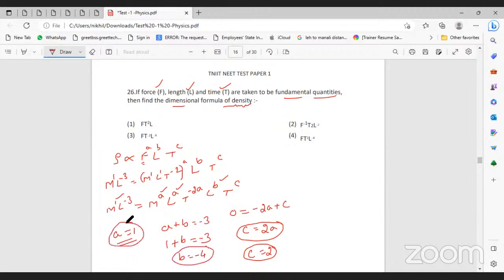So after getting the values of A, B and C, you can substitute over here. That is density is equal to F power 1, length power minus 4, T power 2. F power 1, L power minus 4, T power 2, that is there in option 4. So option 4 is the right answer. So this is matching.